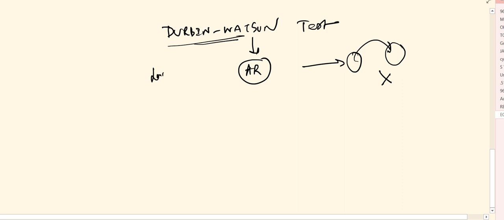It is especially applicable for regression analysis. The names of the two people are James Durbin and Geoffrey Watson. Now the null hypothesis, or H0, the expected thing, is that the errors are serially uncorrelated. The errors in a system are uncorrelated.